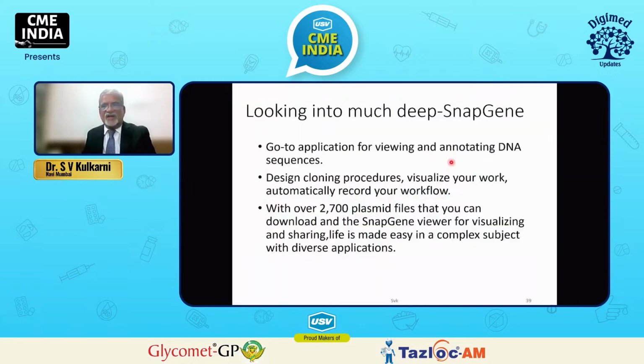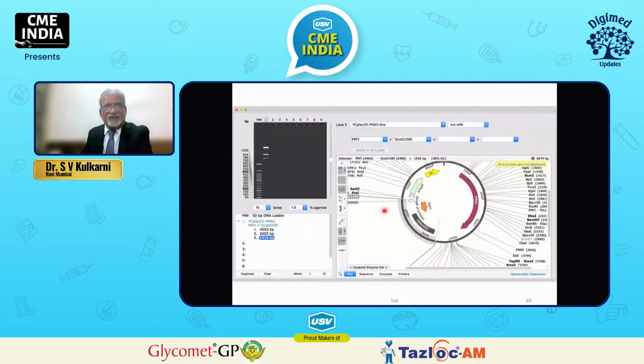Now, if you want to do genetic research, if you have a geneticist, you have a program called SnapGene. It is an application for viewing and annotating DNA sequences. It helps you in cloning procedures, visualizes your work, automatically records your workflow, and there are more than 2,700 plasmid files. So molecular level research can be done very well.